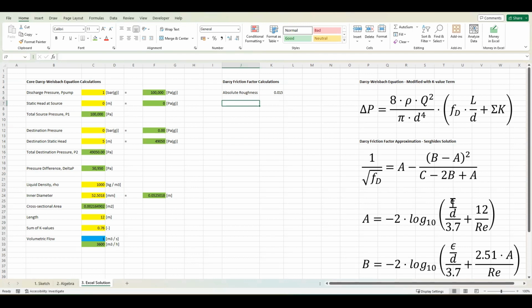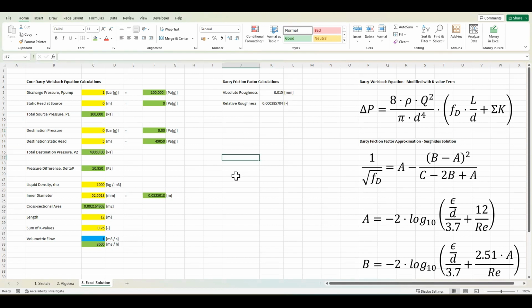Now, you'll notice that there's an E over D term. This is actually termed the relative roughness. I'm going to do this just to make life a bit easier for me later on. Essentially, that's defined as the absolute roughness divided by the pipe inner diameter. Again, this is in millimeters. This is dimensionless because millimeters divided by millimeters is dimensionless, as you can see. What else we have? We've got the Reynolds number.